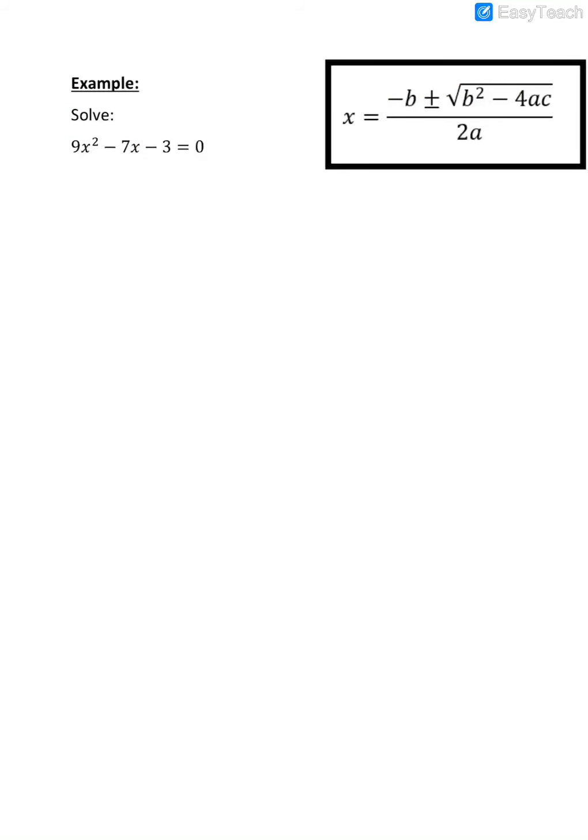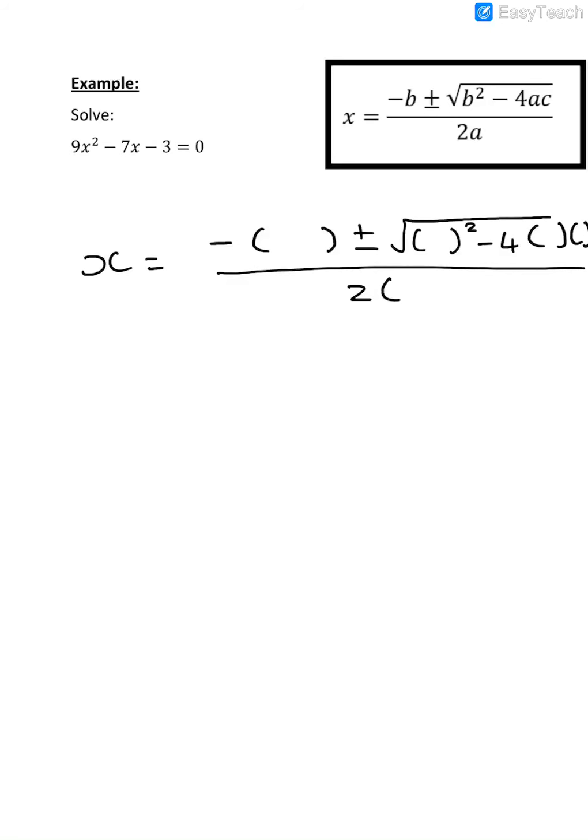So, same as before, you start by writing x equals minus b plus minus the square root of b squared minus 4ac over 2a. And you then put your a, your b and your c in there. So let's just make sure we know where this comes from. So my a value is 9. So wherever I see an a, I'm going to replace that with a 9.